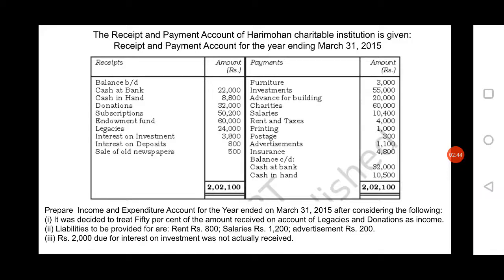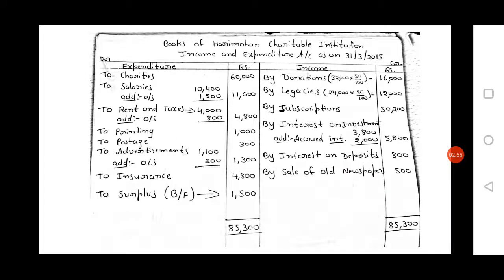The next item is rent and taxes 4,000. Here in the second adjustment, rent rupees 800 outstanding is there. Therefore on the expenditure side you have to write to rent and taxes 4,000. Then the outstanding of the current year you have to add. Always the current year's outstanding you have to add. If any outstanding of the previous year is there, you have to deduct. Here the current year outstanding of rent is 800. If you add these two, you will get 4,800.